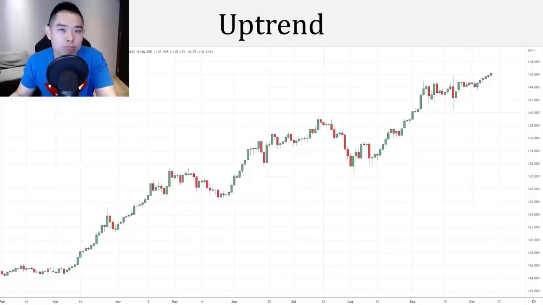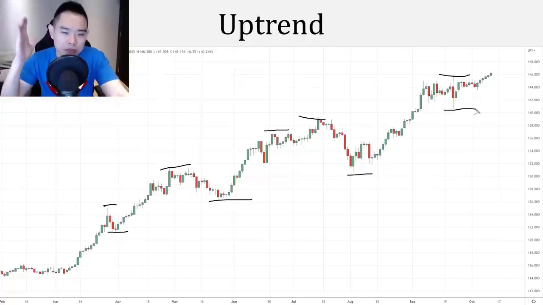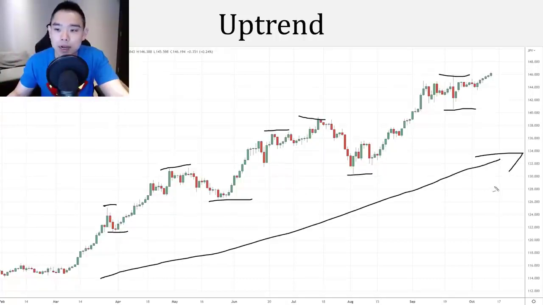So the market is said to be in an uptrend when you have a series of higher highs and higher lows. So if you look at this chart, look at the highs on this chart. Higher high, higher high, higher high, higher high, higher high. If you look at the lows, the swing lows, higher low, higher low, higher low, higher low. You get the message. And you look pretty much from left to right of the chart, you see that the market is heading up higher.